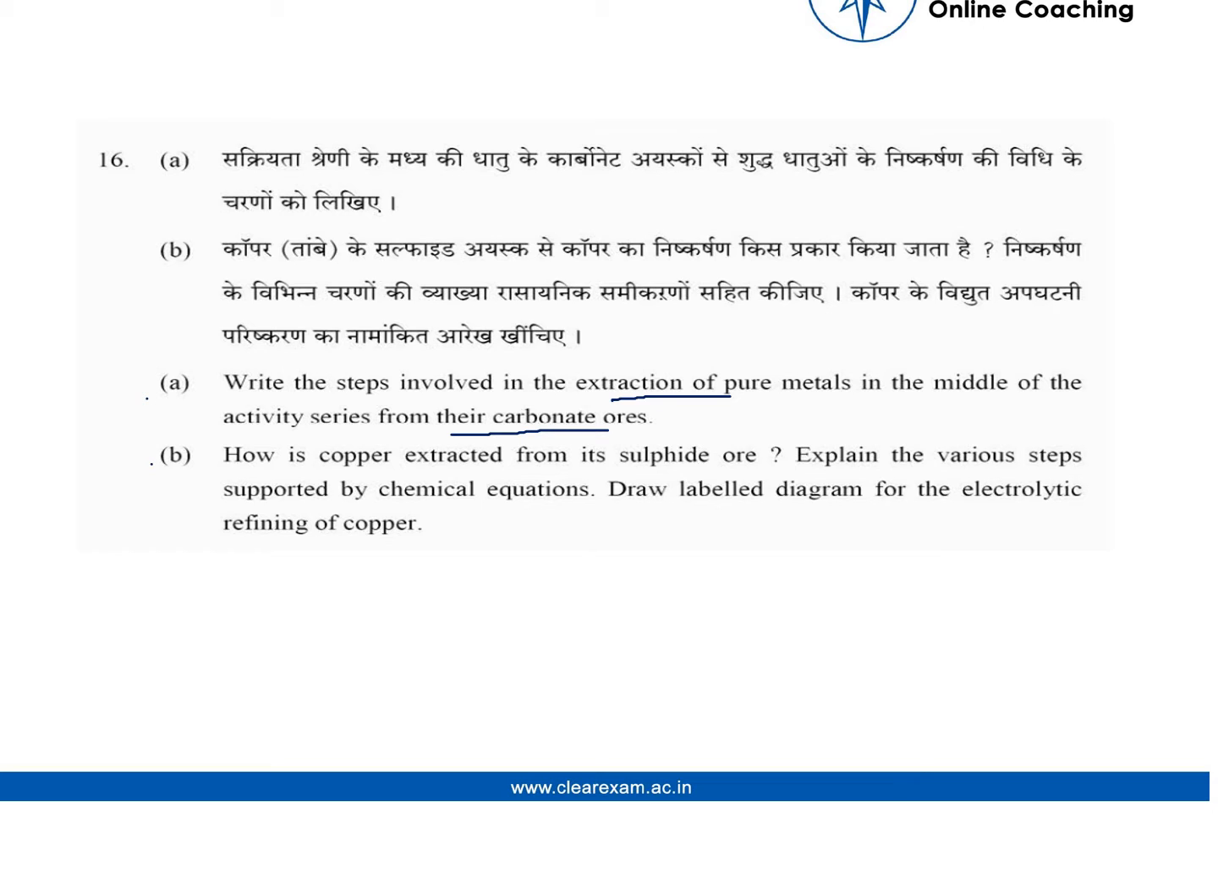And the B part is how is copper extracted from its sulfide ore, and explain the various steps supported by chemical equations, and also draw label diagram for the electrolytic refining of copper. So let us see to the solution.